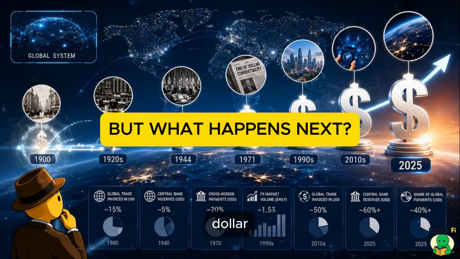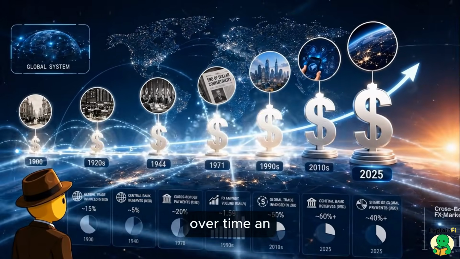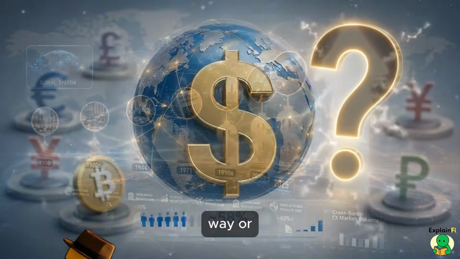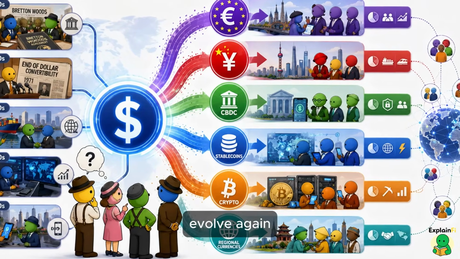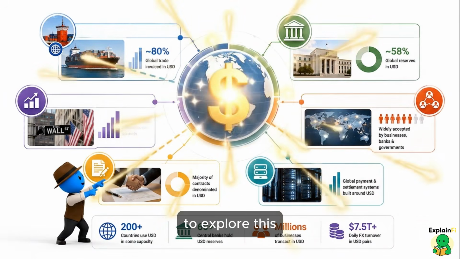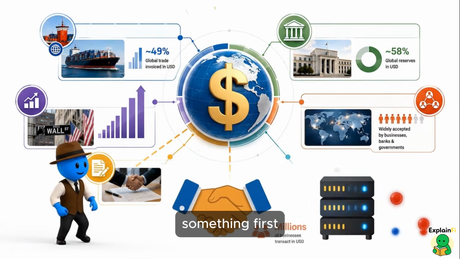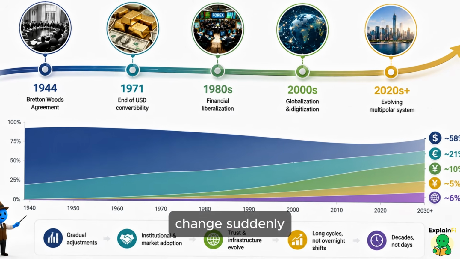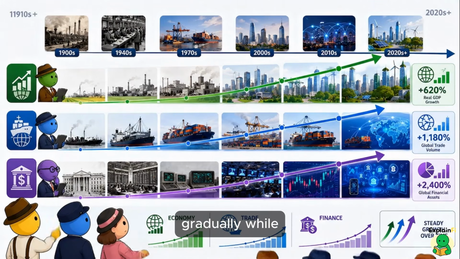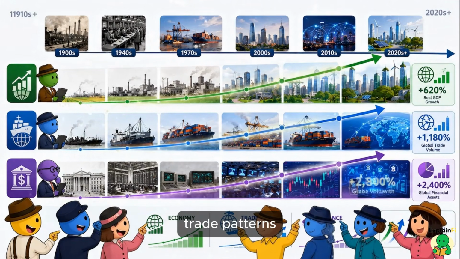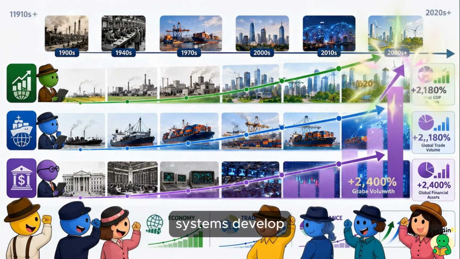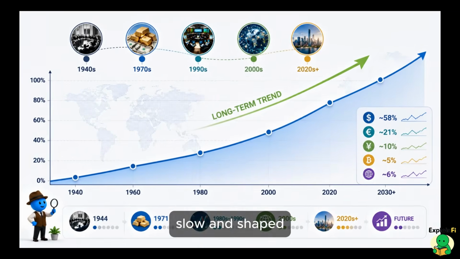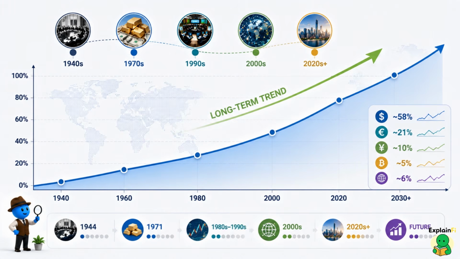So if the US dollar became global over time, an important question remains: will it always stay that way, or could the system evolve again? To explore this, it's important to understand something first. Global currency systems don't usually change suddenly. They tend to evolve gradually, as economic conditions, trade patterns, and financial systems develop. Change in these systems is often slow and shaped by long-term trends.